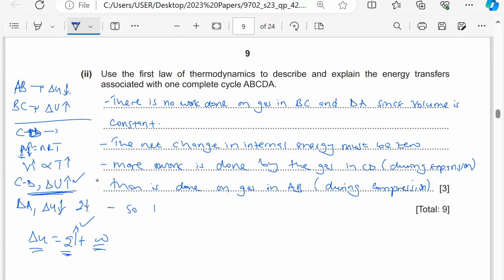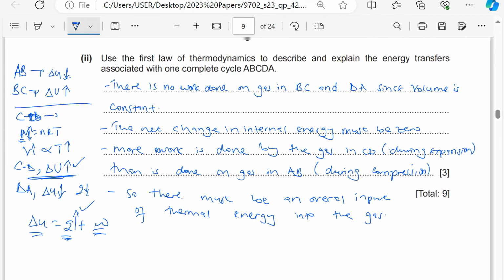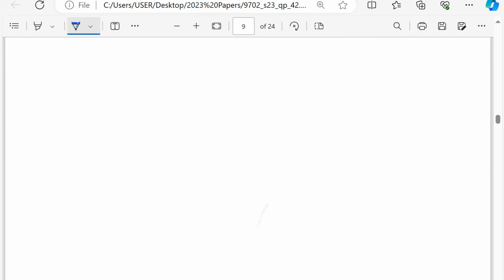So there must be an overall input of thermal energy into the gas. So that will be the explanation for this part here. Remember, the total change in internal energy for a complete cycle must be zero. Okay, let's check the next question.